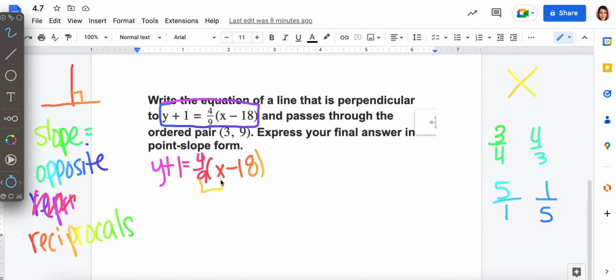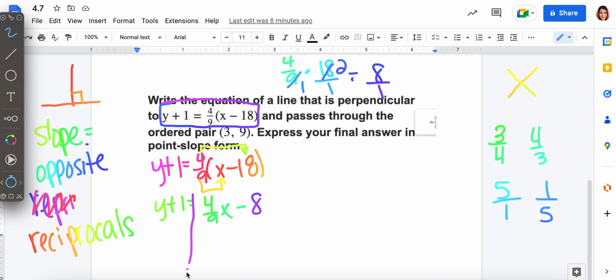So the first thing I'm going to do is distribute this. So y plus 1 equals 4/9 times x, which is just 4/9 x. And 4/9 times 18, if you know how to multiply fractions, 4/9 times 18. And so do the reduce. 4 times 2 is 8/1. So 8.